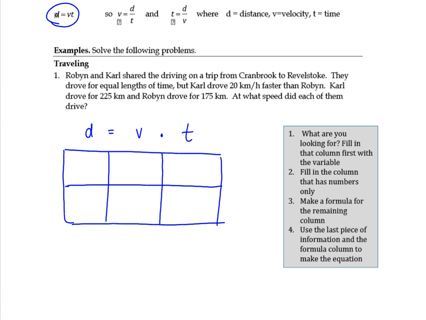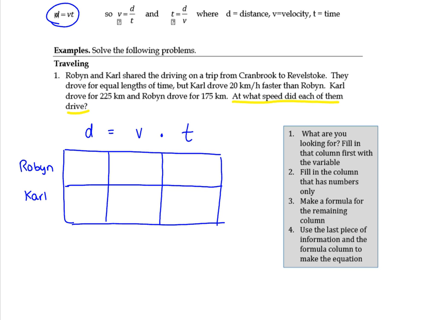Okay, so the first thing you want to determine is the two situations that they keep giving you different information about. How fast did Robin and Carl drive? That's really the question, right? What speed did each of them drive? If that's the question, that's going to be our variable. That's what we're looking for.